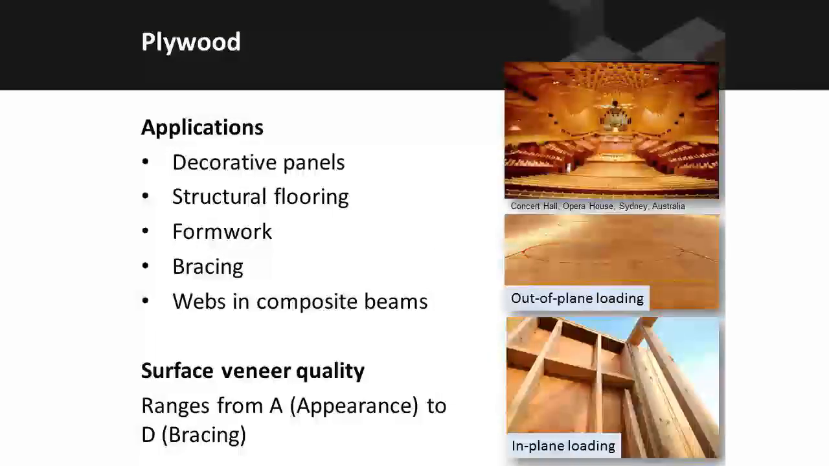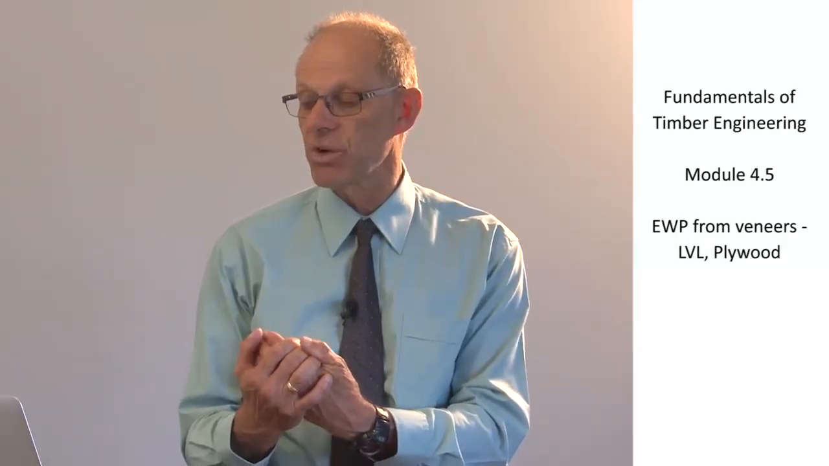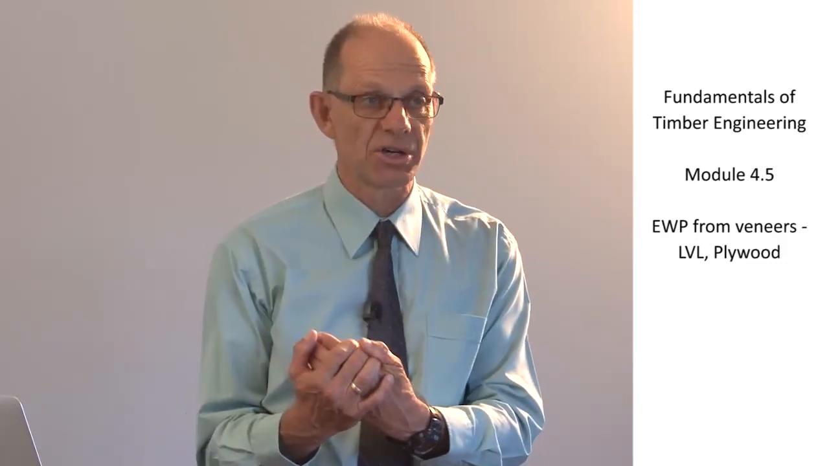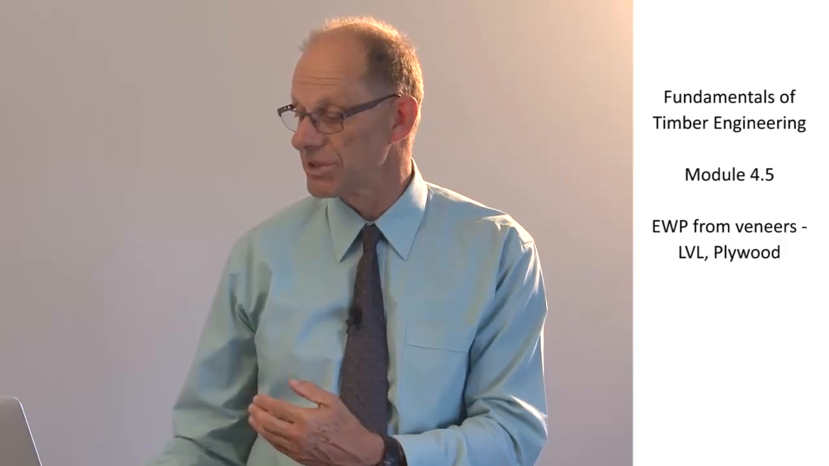Plywood has a large range of applications from purely decorative panels to structural systems, including flooring, formwork and bracing. It can be also used as webs in portal frames or as connections in trusses. Surface veneer quality is specified according to the application. Where a high level of appearance is required, an A quality veneer would be used for the surfaces, but where it's just used for bracing and not on show, a D level would be used.